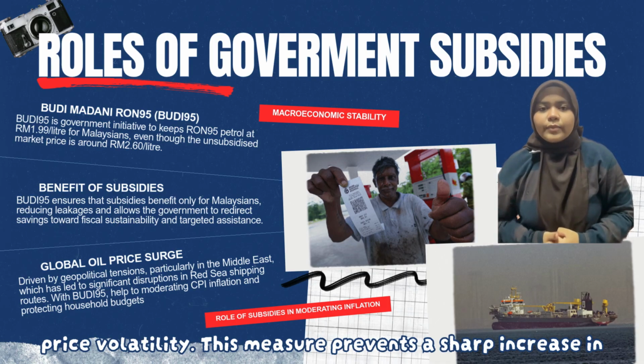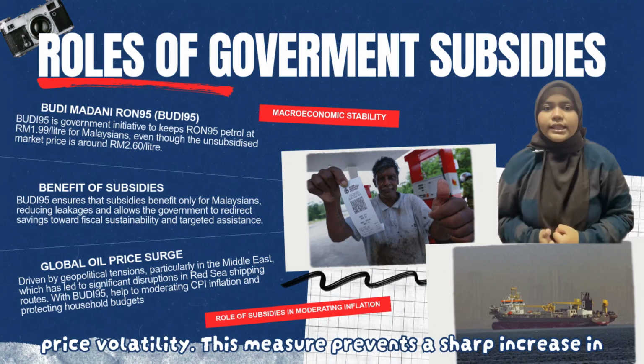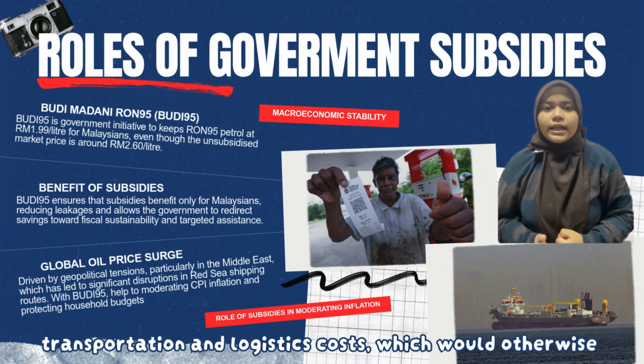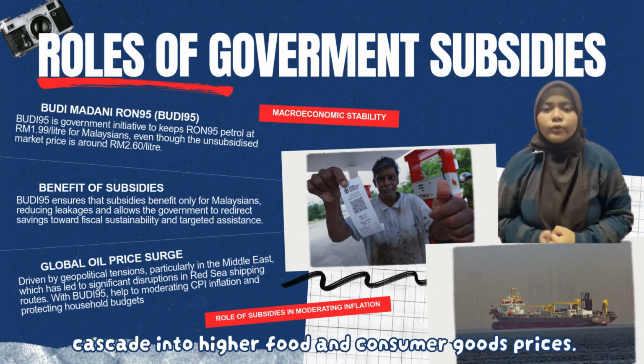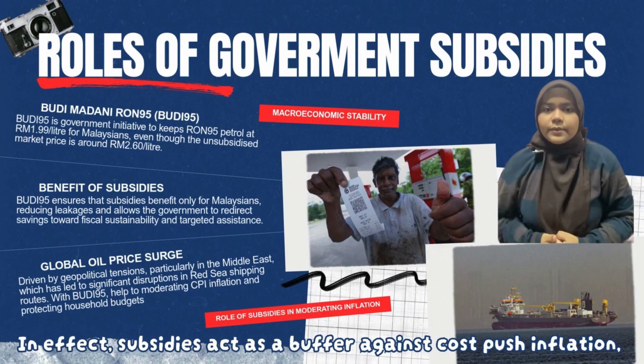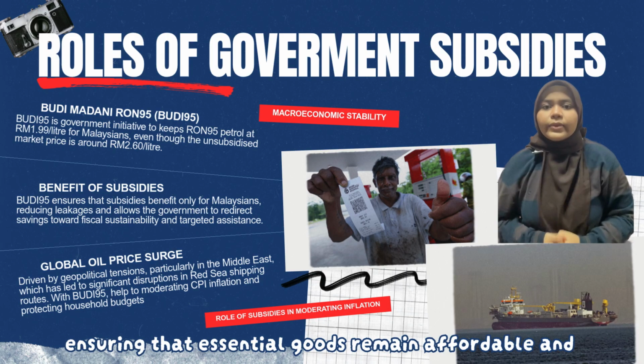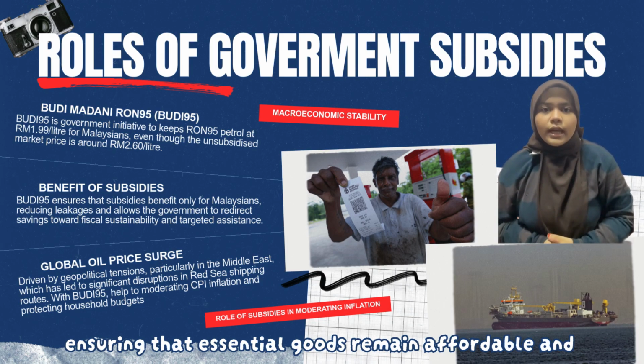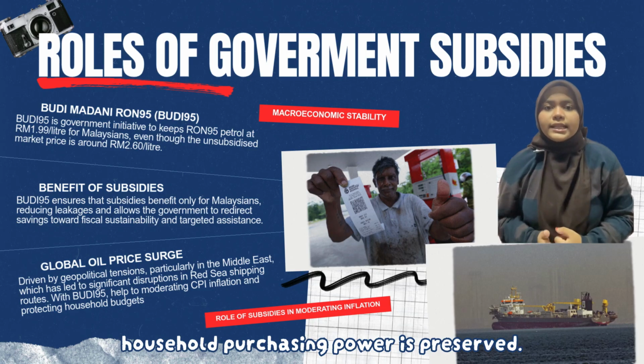These measures prevent a sharp increase in transportation and logistics costs, which would otherwise cascade into higher food and consumer goods prices. In effect, subsidies act as a buffer against cost push inflation, ensuring that essential goods remain affordable and household purchasing power is preserved.